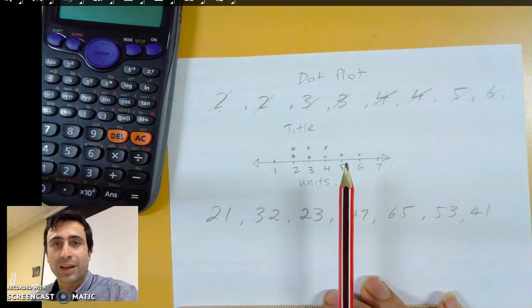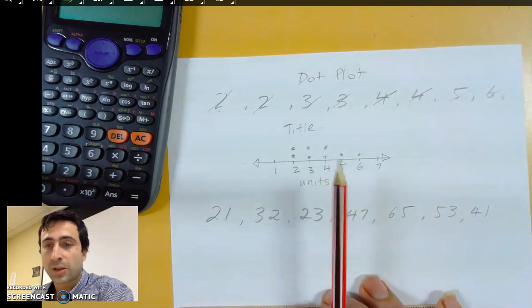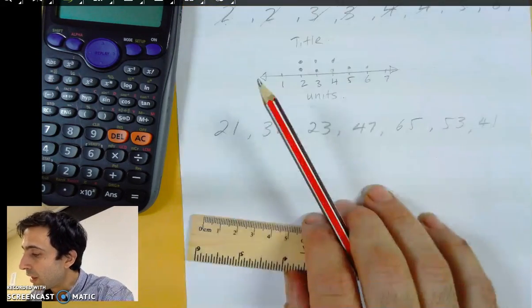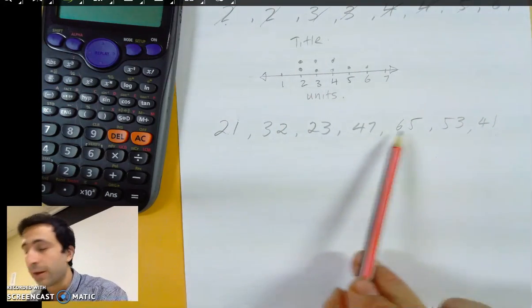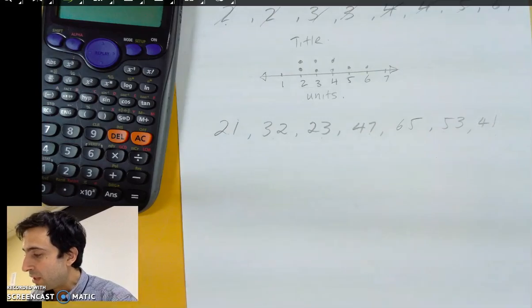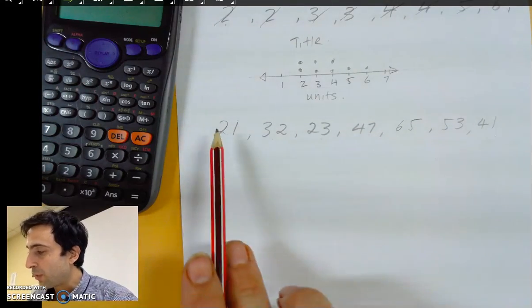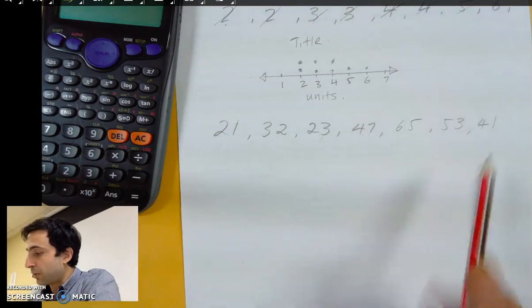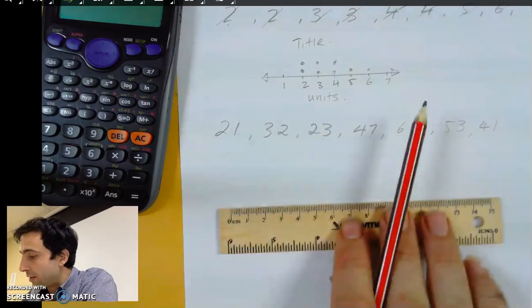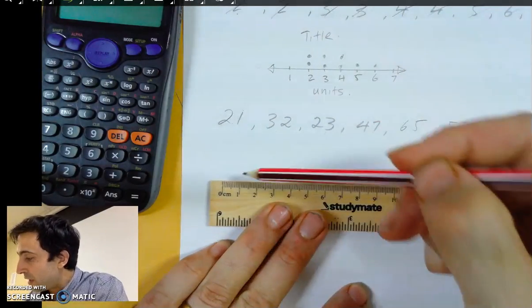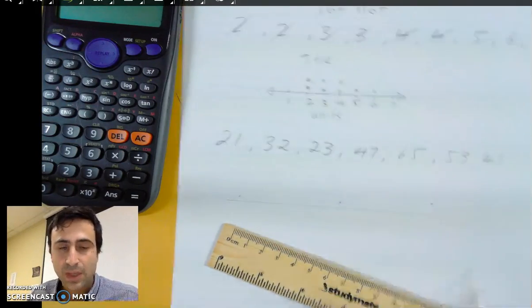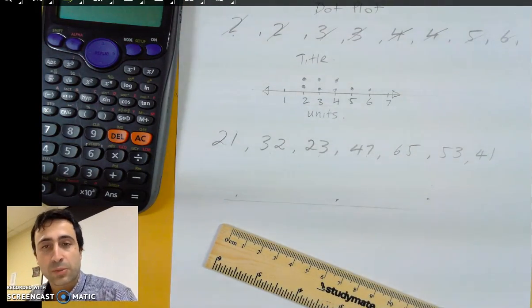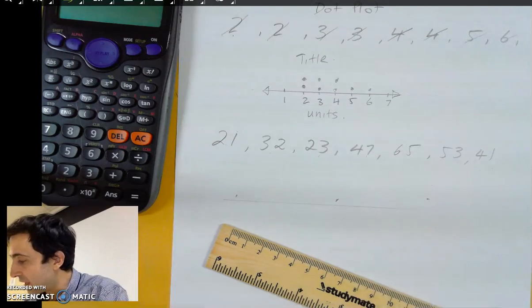But if I've got a set of data which is slightly different, in other words, 21, 32, 23, 47, 65, 53, 41, we see that with this set of data, they're not close together. If I was going to do a dot plot for this, the dot plot would be really, really wide, and there would be a dot here, a dot here, a dot here. It's all very sparse. And so a dot plot is not the best way to represent this data here.